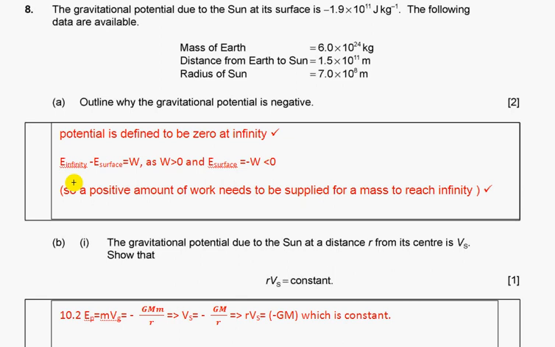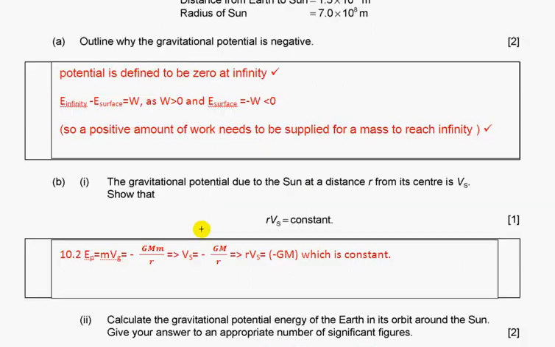If we move from the surface to infinity, we need to do work. As a result, energy at infinity is zero, we rewrite it and we get energy at the surface will be minus work done, and work is positive, so energy at the surface is negative.